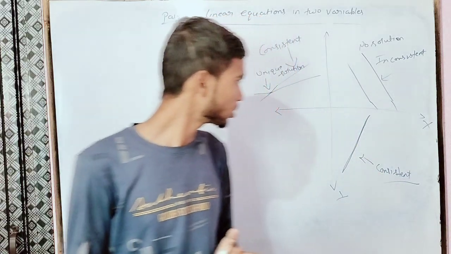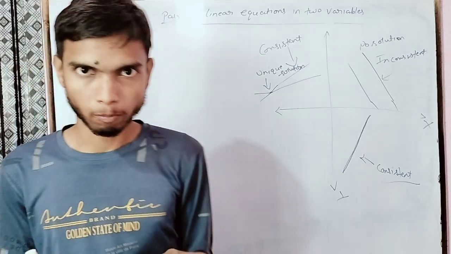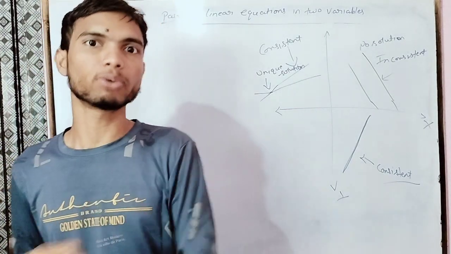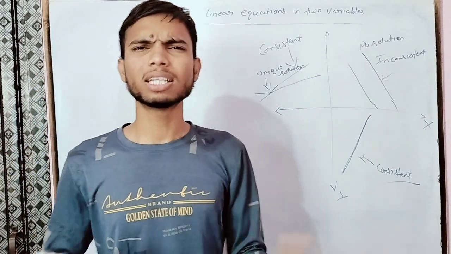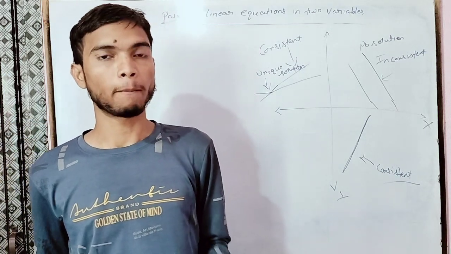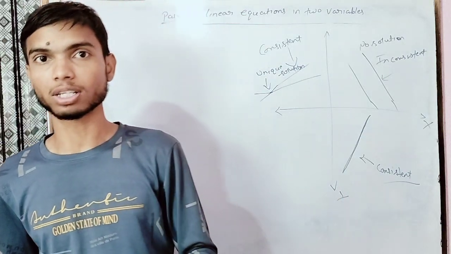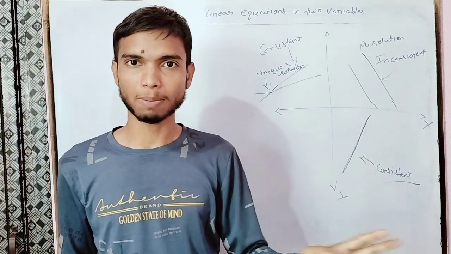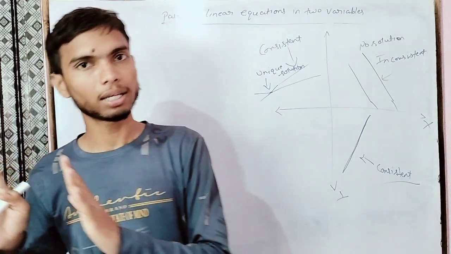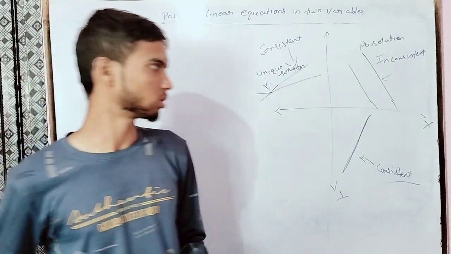If there is no intersection point of two lines, then we can say there would not be any solution, because parallel lines are not intersecting each other. That's why parallel lines will not give any solution from a linear equation.